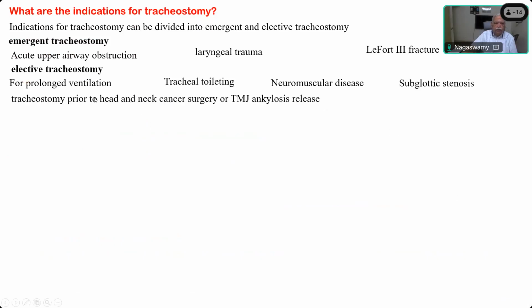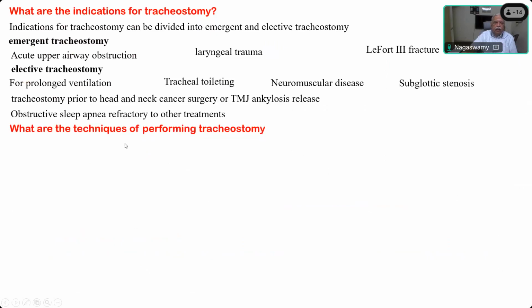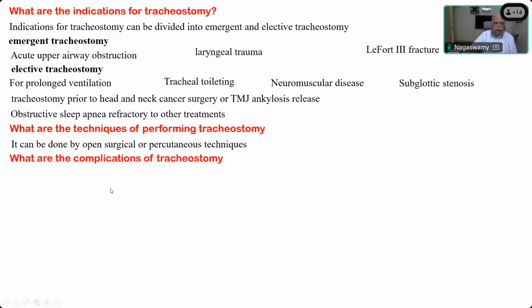And electively, it can be performed before any head and neck surgery or TM joint ankylosis with limited mouth opening. Some centers routinely do a tracheostomy and do the release and then recannulate the patient on the second or third day. But with the advent of fiber optic intubation, this requirement of elective tracheostomy for such cases is reducing. And obstructive sleep apnea patients who are refractory to other treatments are also considered an indication for tracheostomy. And the techniques of performing it can be open or percutaneous, which you mentioned.